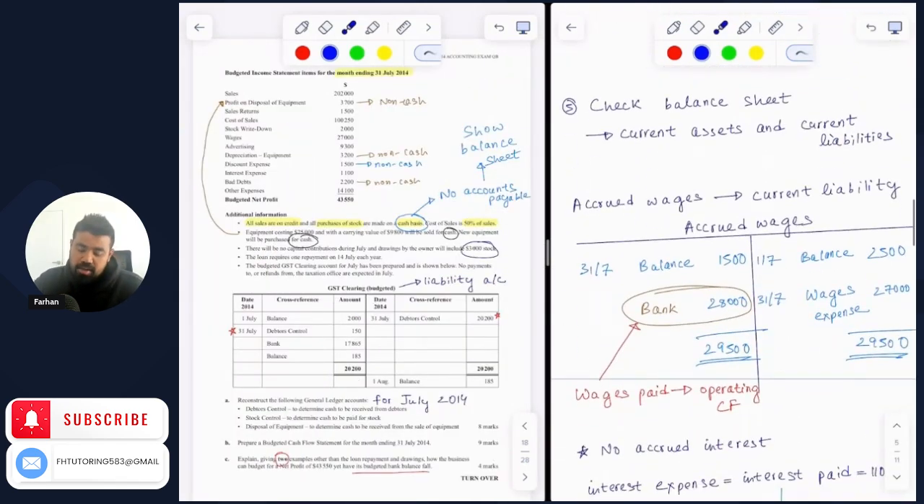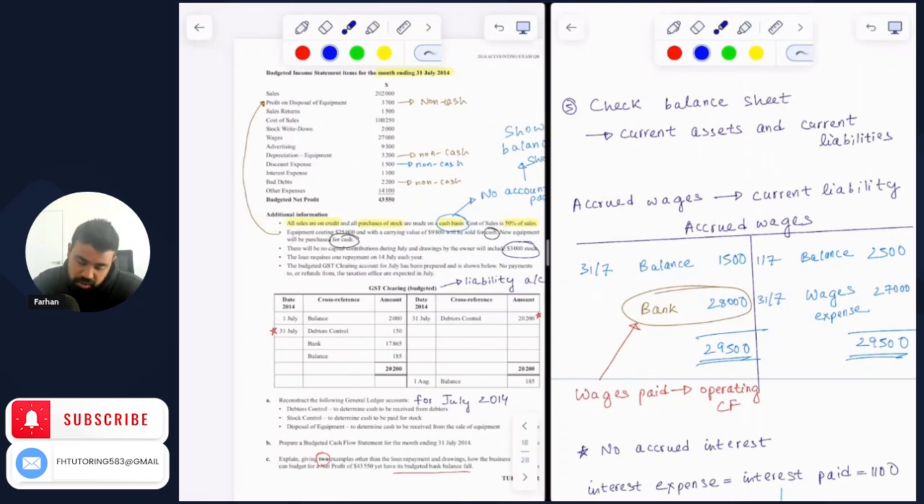Now, I recommend every time you are working with budgeted financial statements, mainly the cash flow statement, you make sure to double check the current assets and current liabilities within the balance sheet. Because in most cases you can have expenses which are prepaid, or expenses which are still accrued or which haven't been paid yet. Okay, so let's see what's going on.